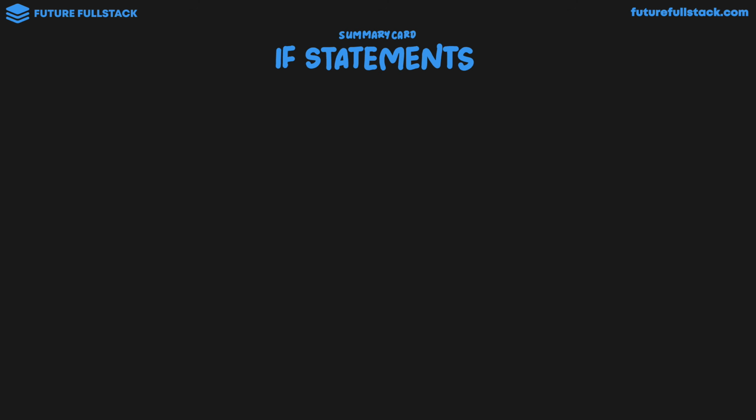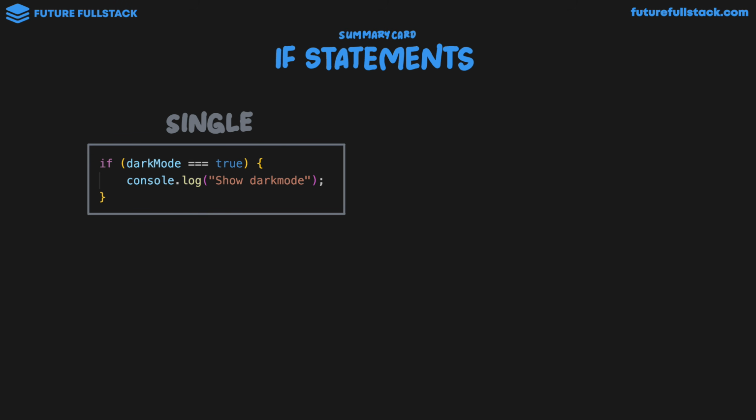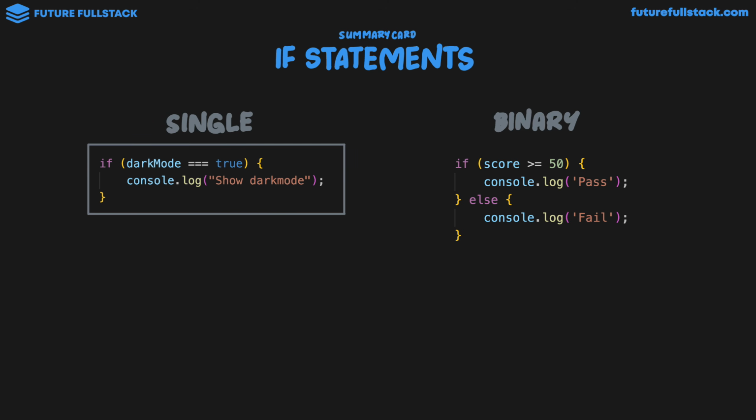I'll be going through the 4 different kinds of if statements we can have. The first is a single if statement, which looks like this. We're just using the if keyword by itself without any additional checks. The second kind of if statement we can have is a binary if statement, which looks like this. It's binary because there's either one of 2 outcomes. If the condition is true, we'll execute what's in the first if block, whereas if the condition is false, the else code block acts as a catch-all.